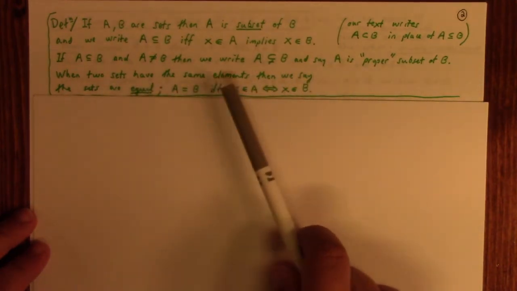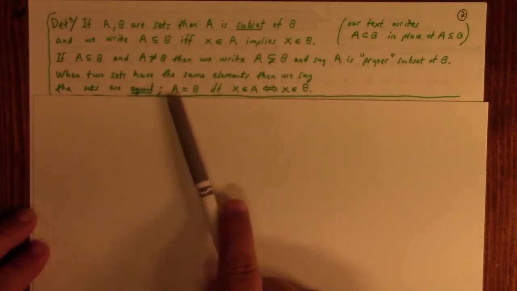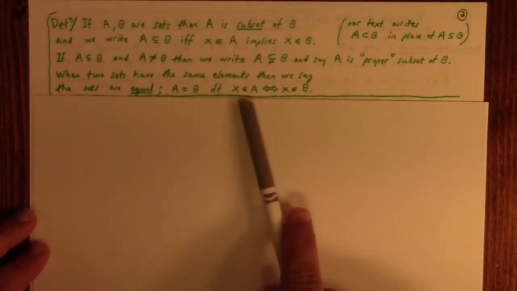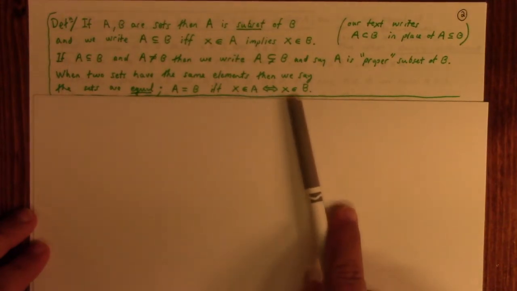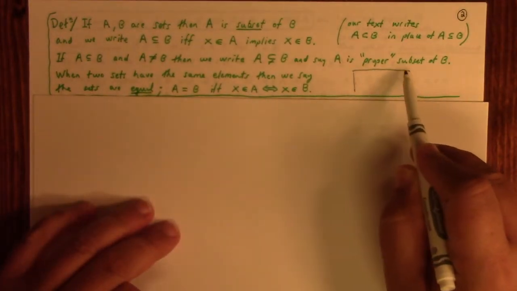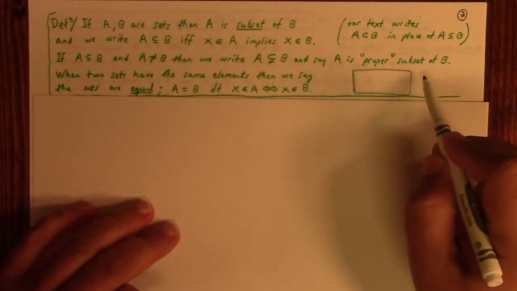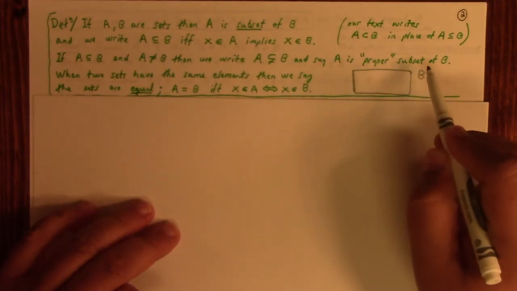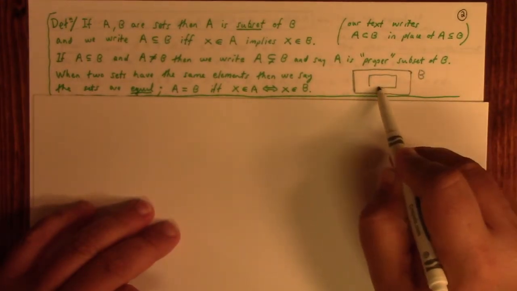What do I mean by equals, by the way? If two sets have the same elements, then we say they're equal. So A equals B if and only if x is an element of A if and only if x is an element of B. You could draw a picture. If this is, let's say, B, then if A is a subset of B, you can draw A somewhere in here, right?